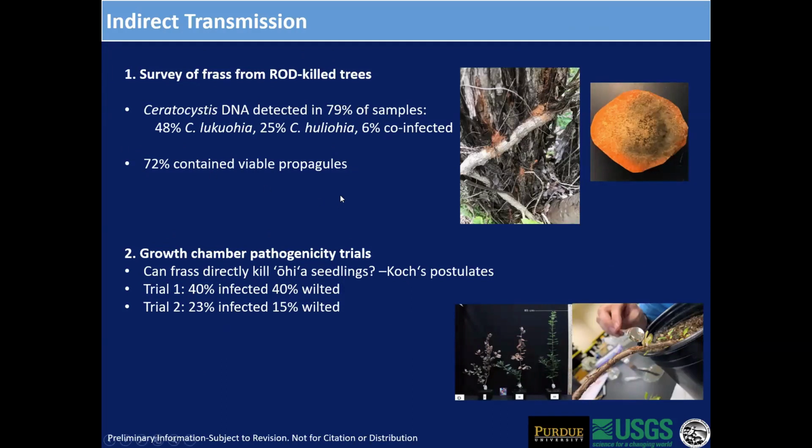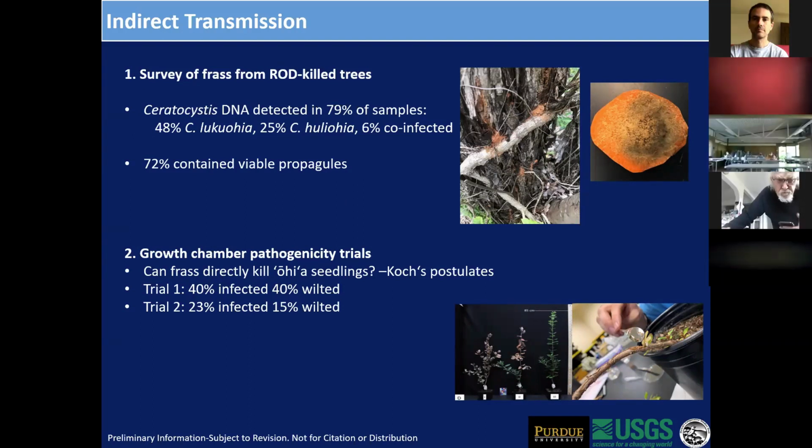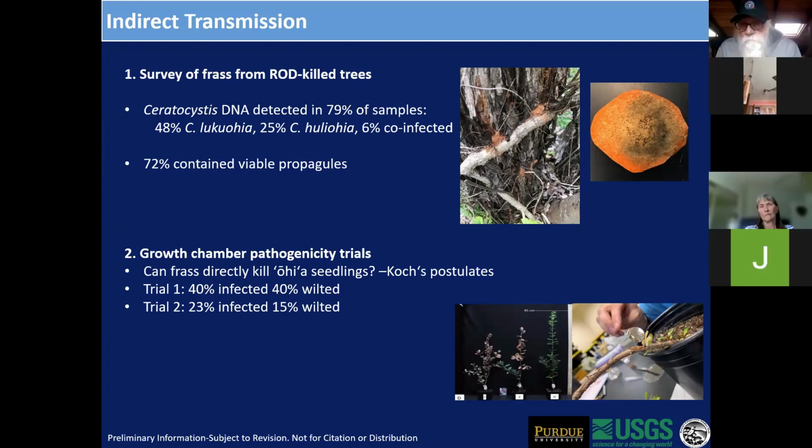And so we found, just based on a survey on Hawaii Island, frass is pretty likely to contain Ceratocystis DNA. So 79% of those samples contain Ceratocystis DNA. And 48% of them were Ceratocystis lukuohia and 25% were Ceratocystis huliohia. And we also found 6% of the frass samples were co-infected with both Ceratocystis fungi. And surprisingly, 72% of those frass samples also contained viable propagules. So the viable propagules can infect another tree.